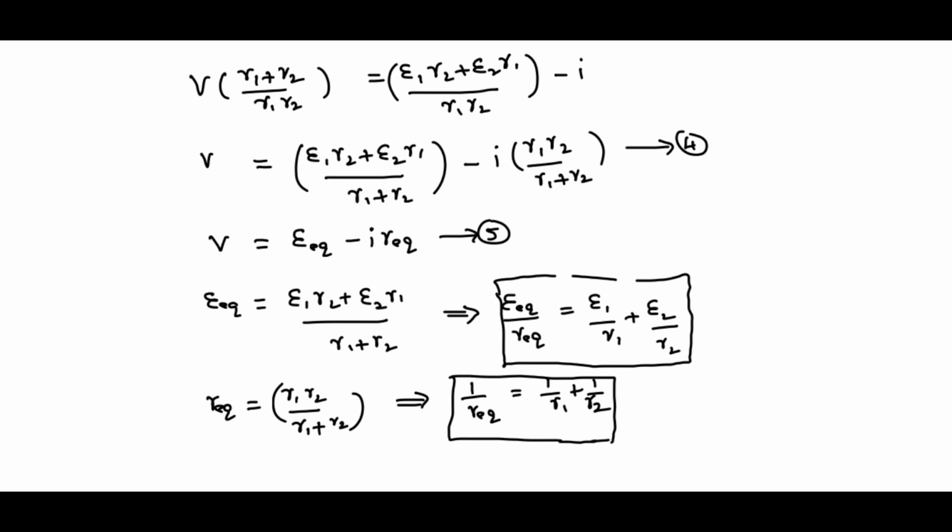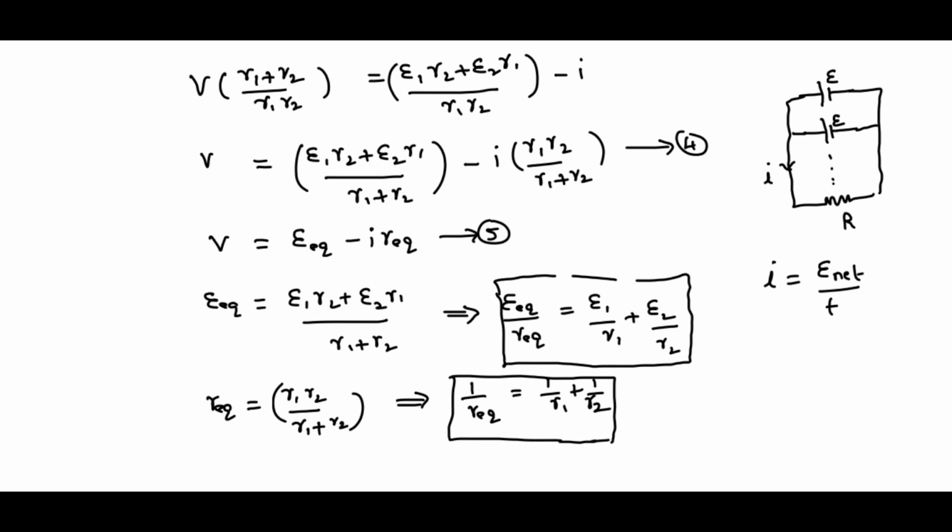Now here the same thing I am writing. If there are n number of cells connected like this, externally with external resistance R, having the EMFs E and internal resistances R, then the net current, suppose say I, then total current I is equal to E net divided by total resistance.